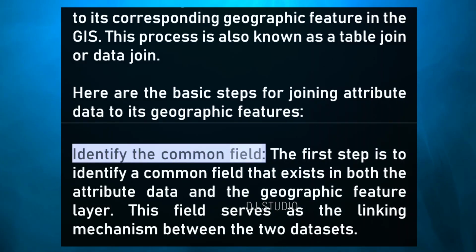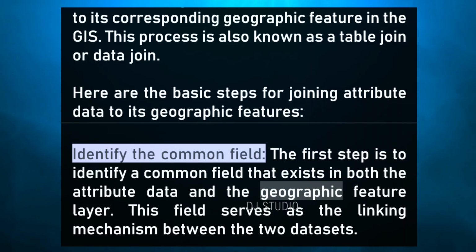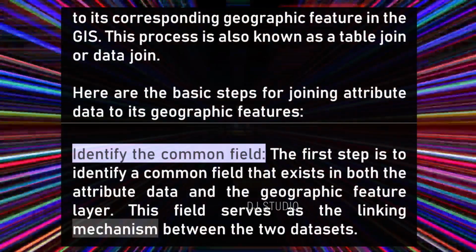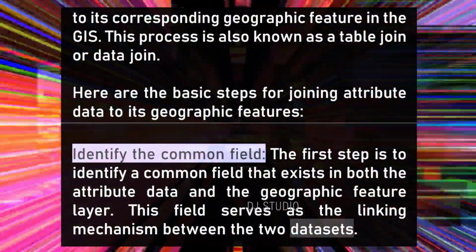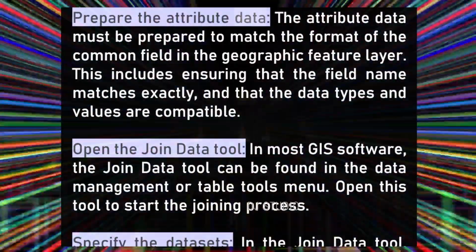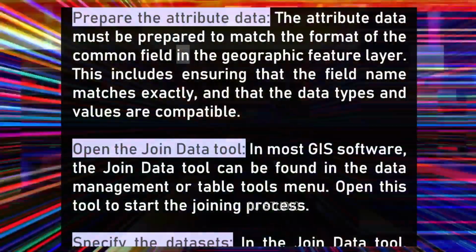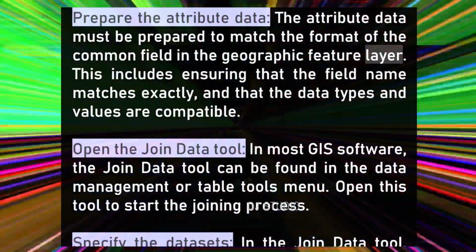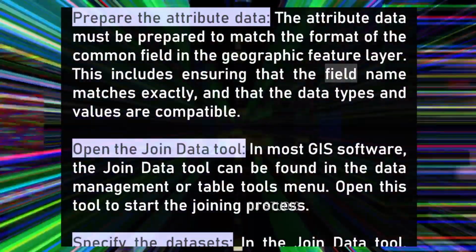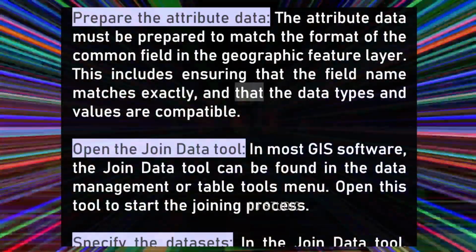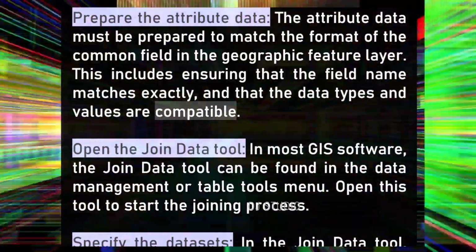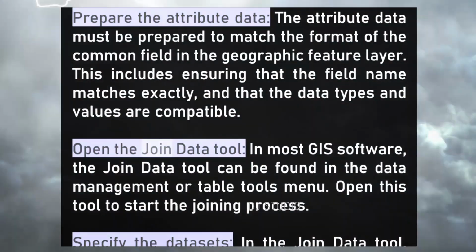Identify the common field. The first step is to identify a common field that exists in both the attribute data and the geographic feature layer. This field serves as the linking mechanism between the two datasets. Prepare the attribute data. The attribute data must be prepared to match the format of the common field in the geographic feature layer. This includes ensuring that the field name matches exactly, and that the data types and values are compatible.